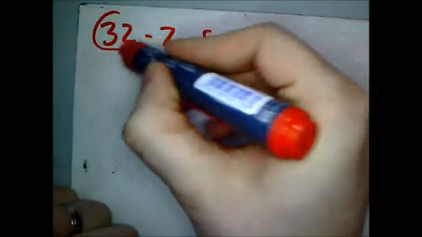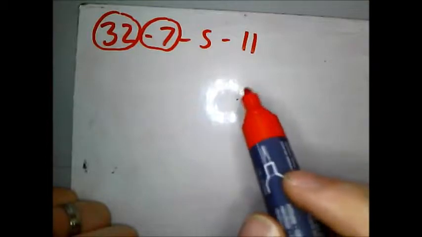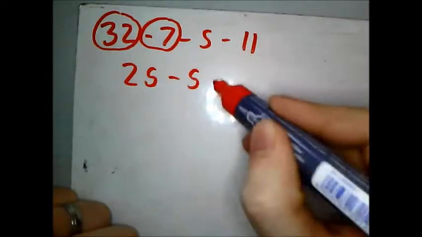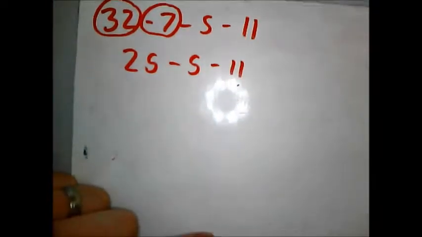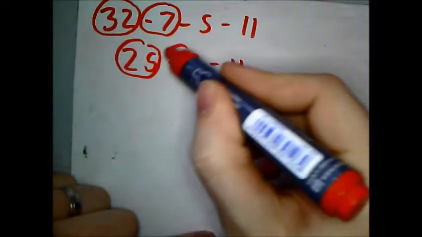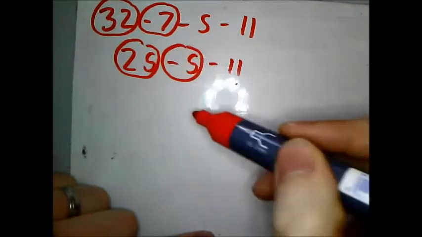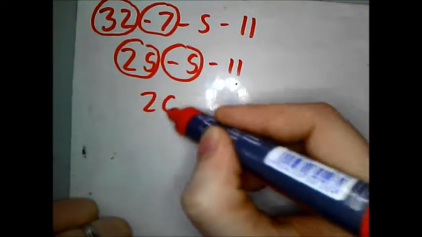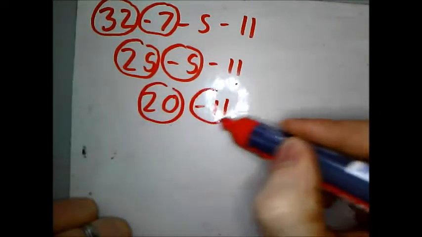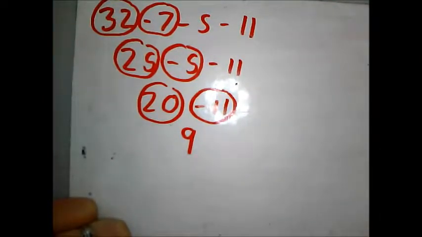First I'm going to combine this 32 and this negative 7, just because it happens to give me the nicest possible answer. So that's going to give me 25, and I'm left with a negative 5 and a negative 11. I then combine the next two numbers that make sense. So these two seem to go quite nicely together, a positive 25 and a negative 5. Observe how I'm highlighting the symbol in front of it as well. So that's going to give me 20 and a negative 11. And then finally, these combine to give me 9. No equal signs at all, but that's my answer.